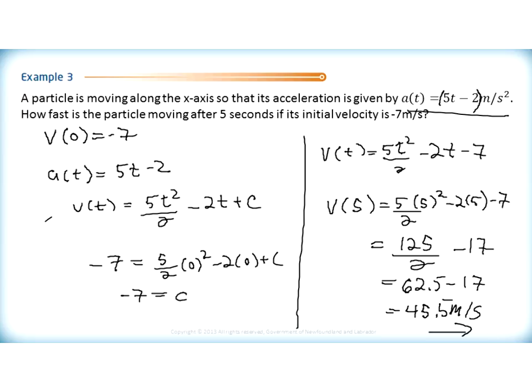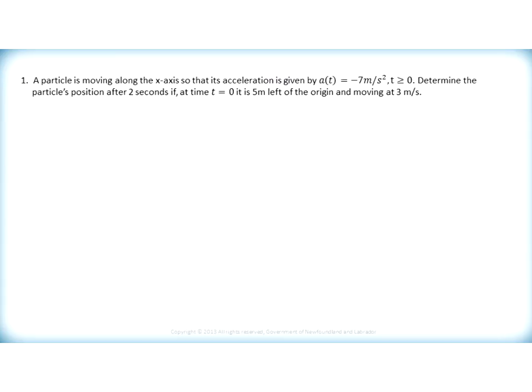Let's see if we can get one more example under our belts for this stuff before we get into some things for you to do. Okay. A particle is moving along the x-axis so that its acceleration is given by this much. Determine the particle's position after 2 seconds, if at time 0, it's 5 meters left of the origin and it's moving at 3 meters per second.